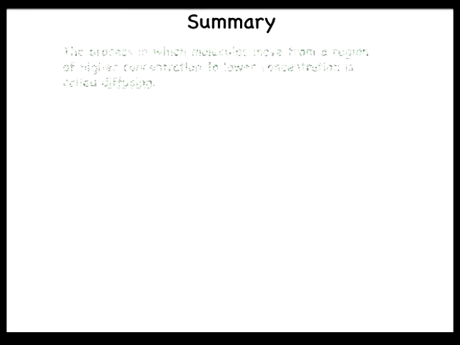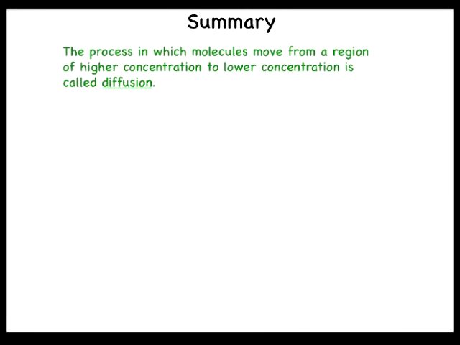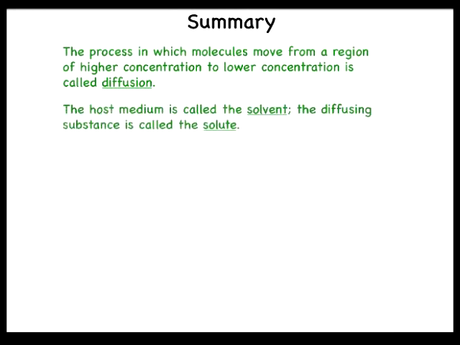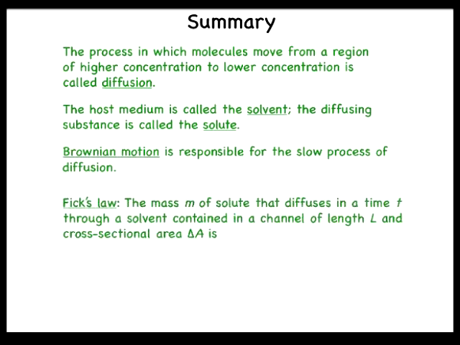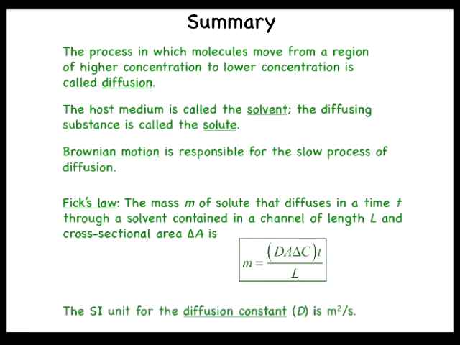In summary, the process in which molecules move from a region of higher concentration to lower concentration is called diffusion. The host medium is called the solvent, the diffusing substance is called the solute. Brownian motion is responsible for the slow process of diffusion. In Fick's law, the mass m of solute that diffuses in a time t through a solvent contained in a channel of length L and cross-sectional area A is given by m equals D A delta C times t divided by L. The SI unit for the diffusion constant D is meters squared per second.